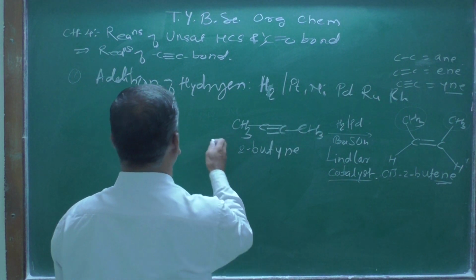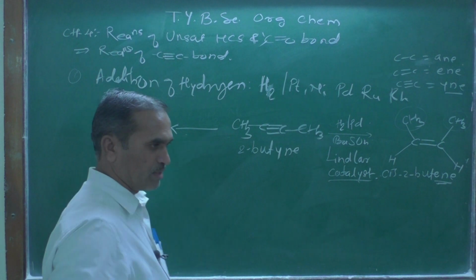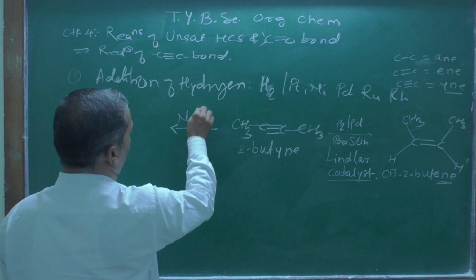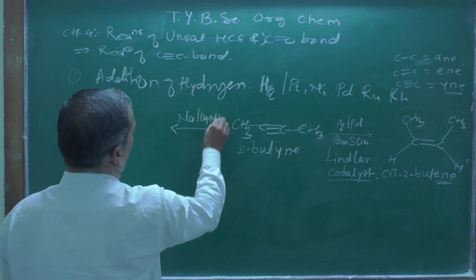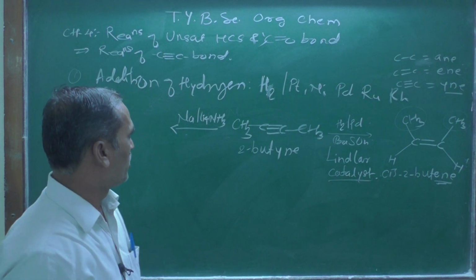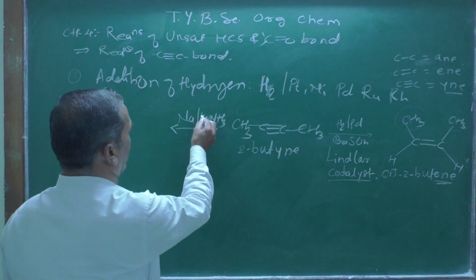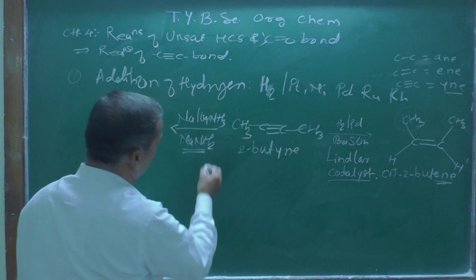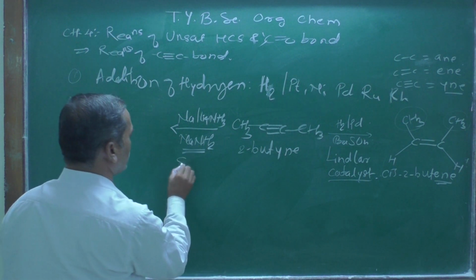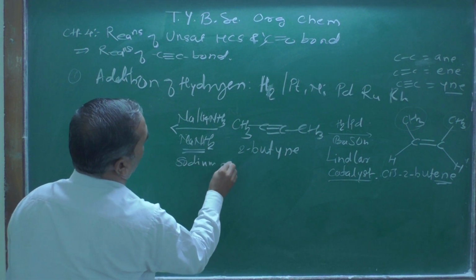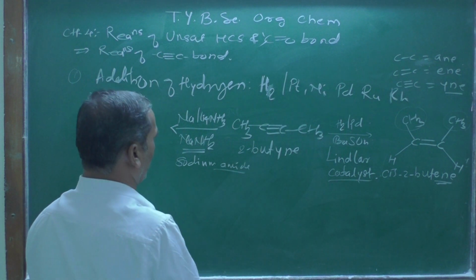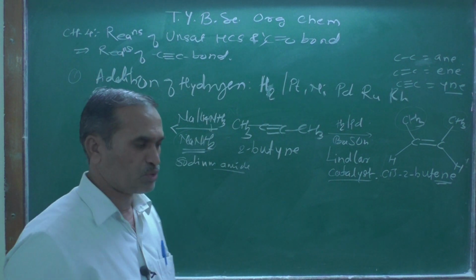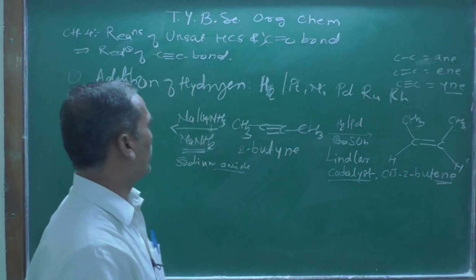And if you treat this same compound with the Birch reduction, you can use sodium metal in the presence of liquid ammonia, NH3. Sometimes it is written as sodium in liquid ammonia, or it is written as NaNH2. NaNH2 is nothing but sodium amide, which is a very strong base, and this is obtained by dissolving the sodium metal in liquid ammonia.